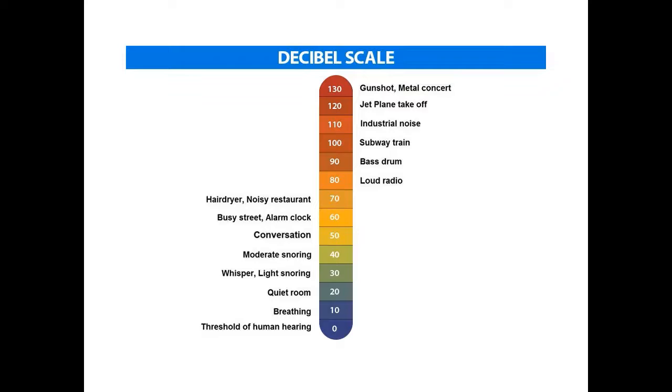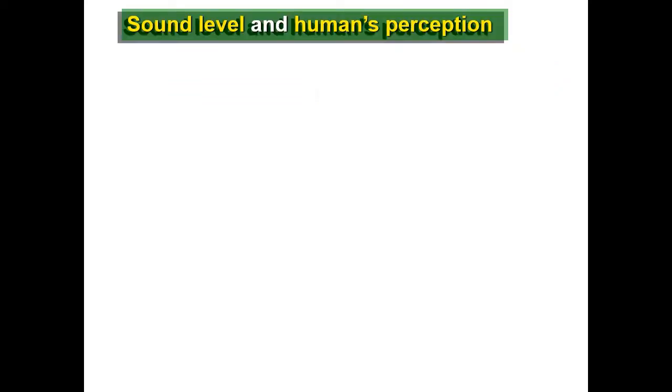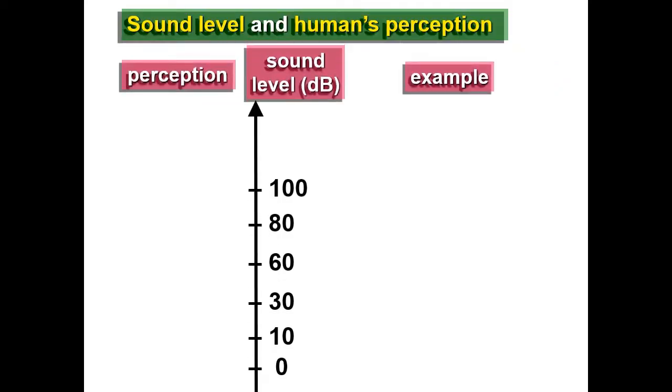So here are some typical sounds and their decibel ratings. Now let's consider the sound level and human perception. The sound level is given on the decibel scale, along with the perception by a human being, and various examples of that are given here.